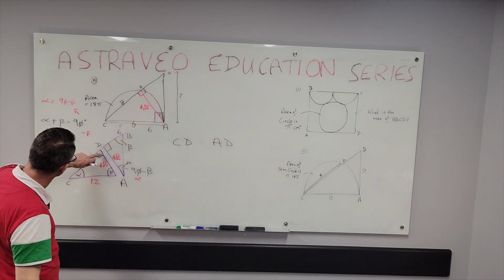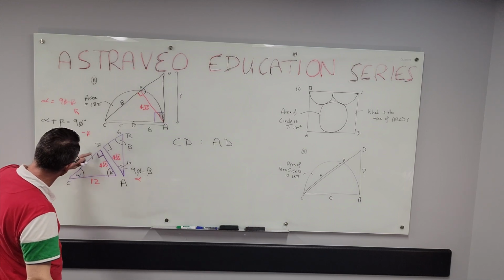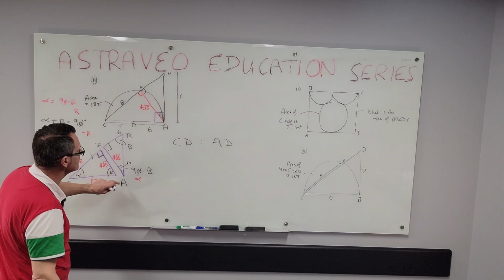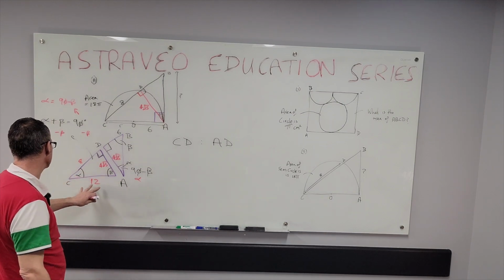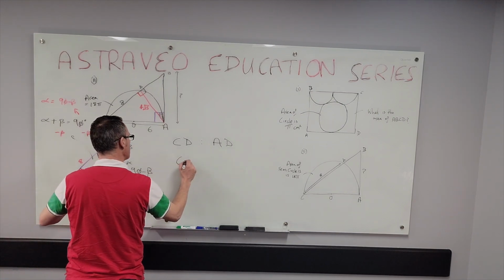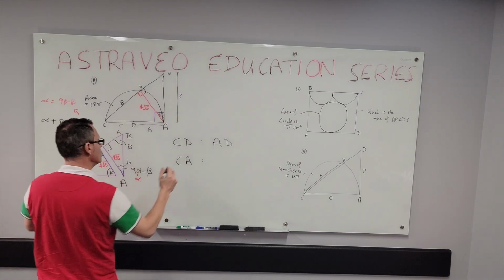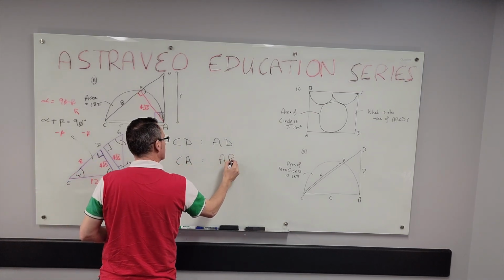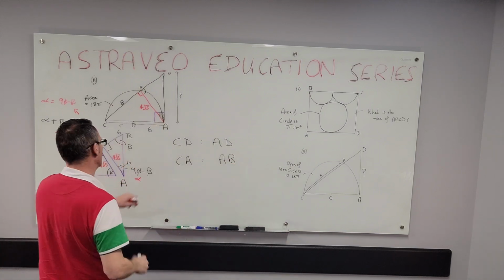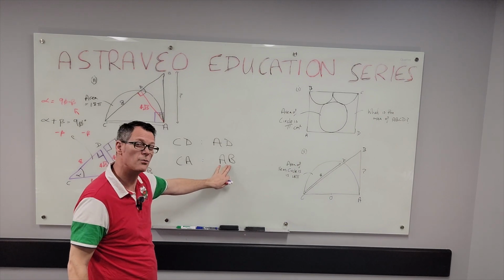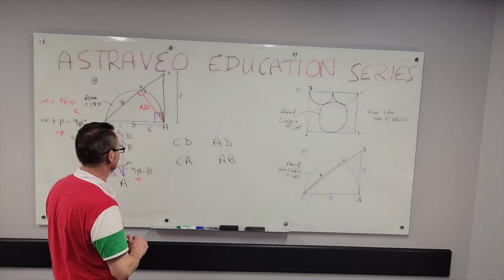Let me just check that. 90 degrees to alpha is CD. 90 degrees to alpha is AD. Yes. The hypotenuse is CA, as to this hypotenuse, which is AB. We're definitely in business. We know this number, we know this number, we know this number, we don't know this number. We're about to get it.